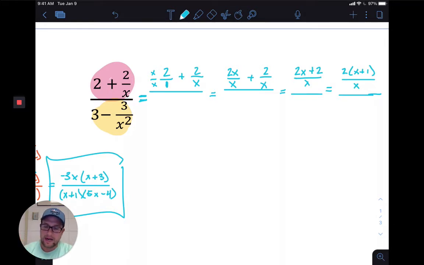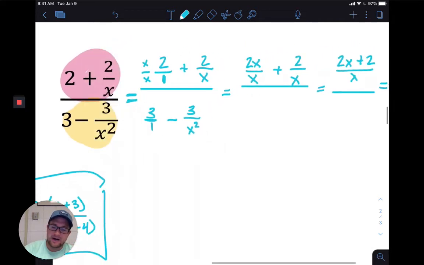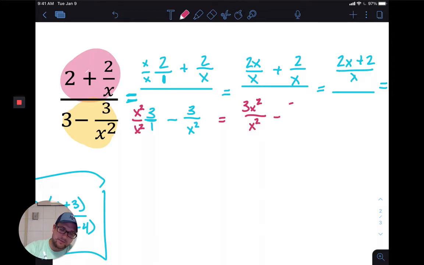As we look at the denominator here, again, we have 3 minus 3 over x squared. Since we don't see anything under that first 3, we can put a 1. Looking at this, if we have the denominators of 1 and x squared, we know that our common denominator is going to be 1x squared. So we need to multiply this by x squared over x squared. When we do that, we will have 3x squared over x squared minus 3 over x squared.